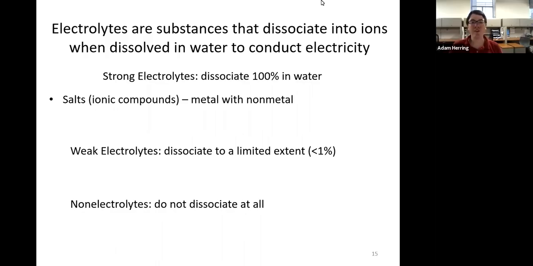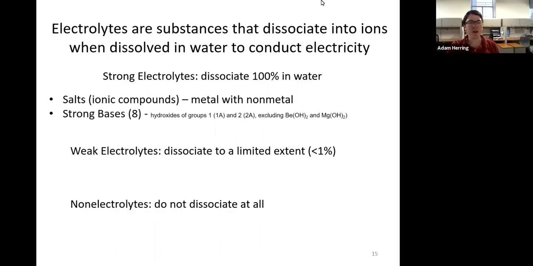To be able to identify strong electrolytes, you need to be able to recognize what is a salt. A salt is a combination of a metal and a non-metal. Salts are ionic compounds. Therefore, all salts are strong electrolytes. Additionally, you need to be able to identify the strong bases and the strong acids.